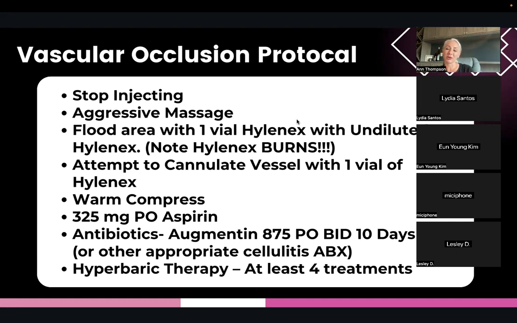If you don't, at that point you have to try to cannulate the vessel, do an art stick for that area, and then flood it with one vial. Then you're going to continue to massage and do some warm compresses. The patient will then need to take 325 milligrams of aspirin. We will prescribe Augmentin, typically 875 PO BID for 10 days or something similar for cellulitis. And then the patient is also recommended to do hyperbaric treatment for 4 treatments minimum. Each session is, I believe, 1 hour.